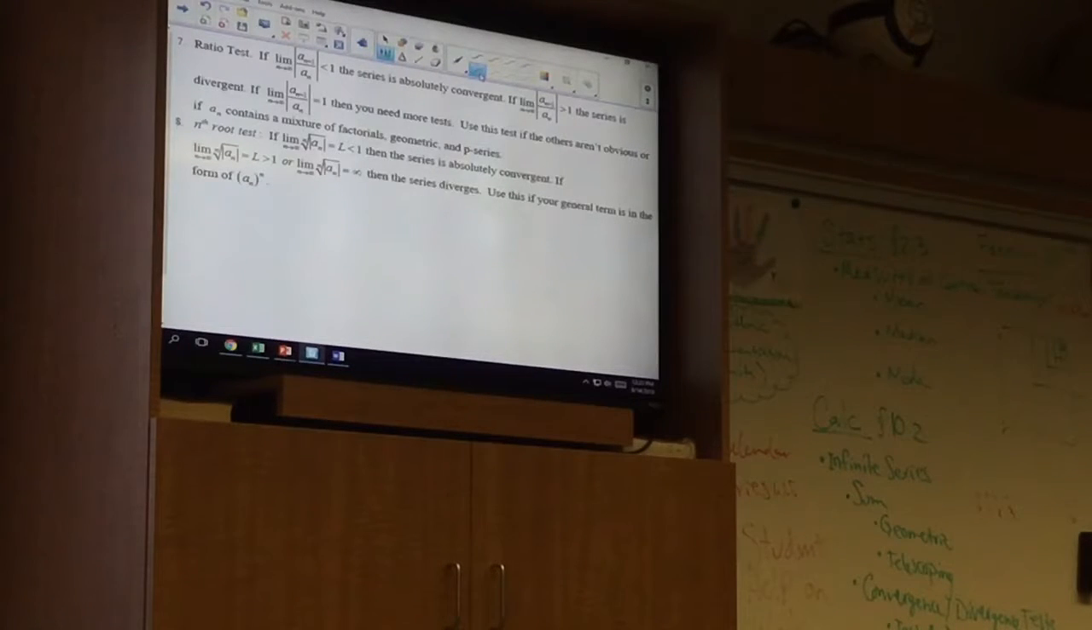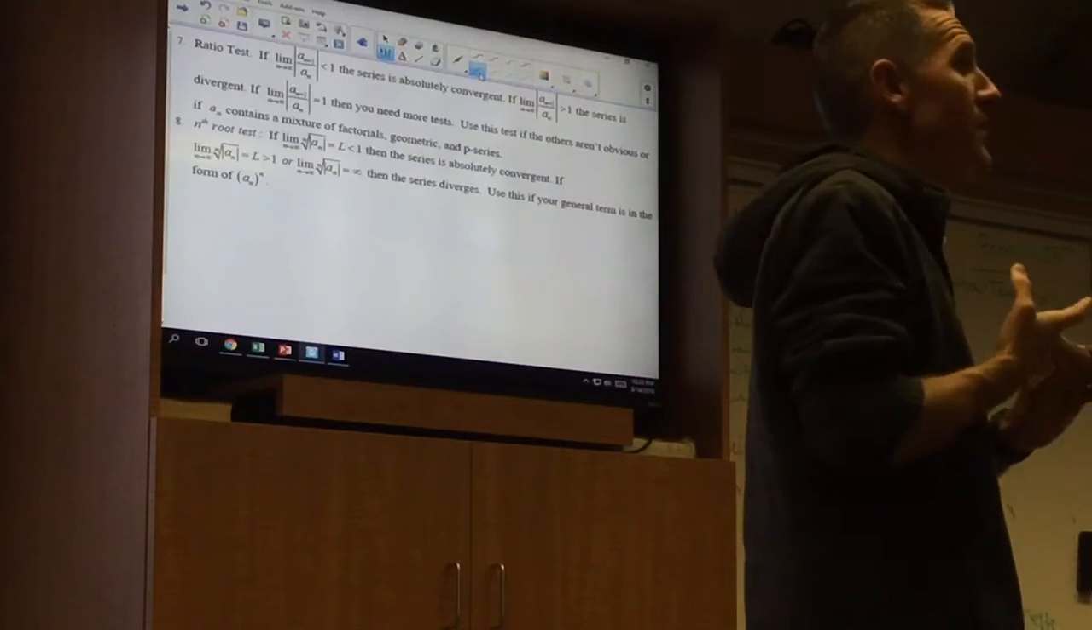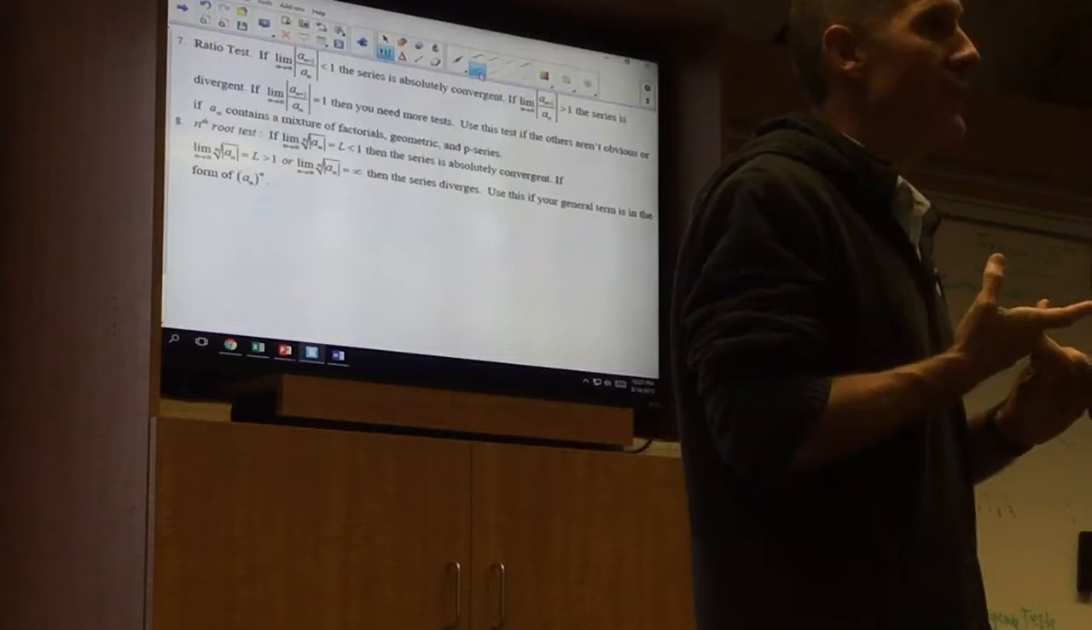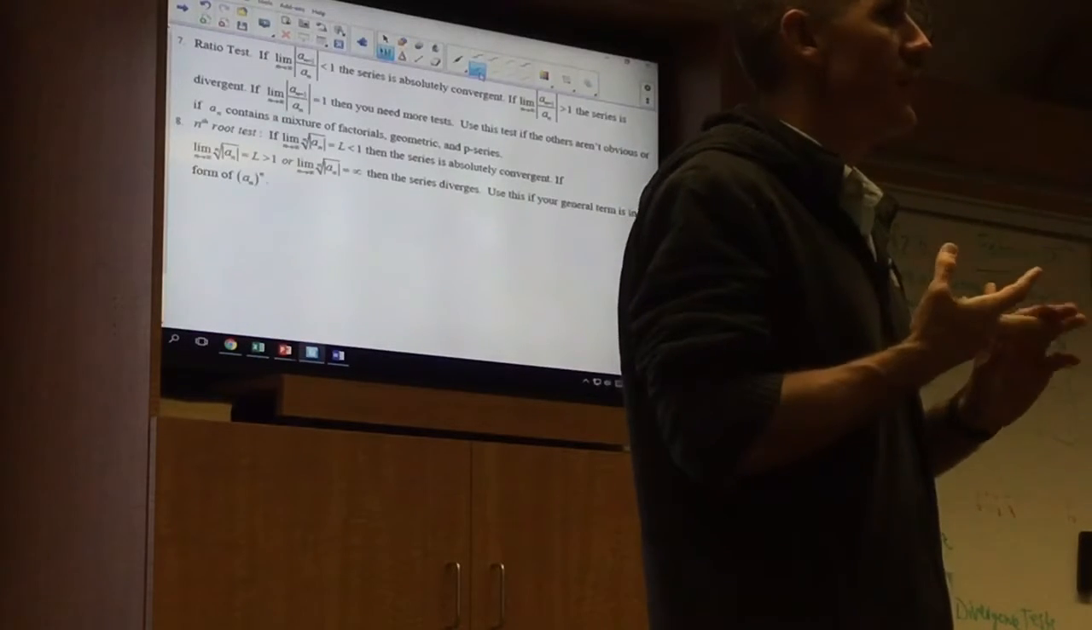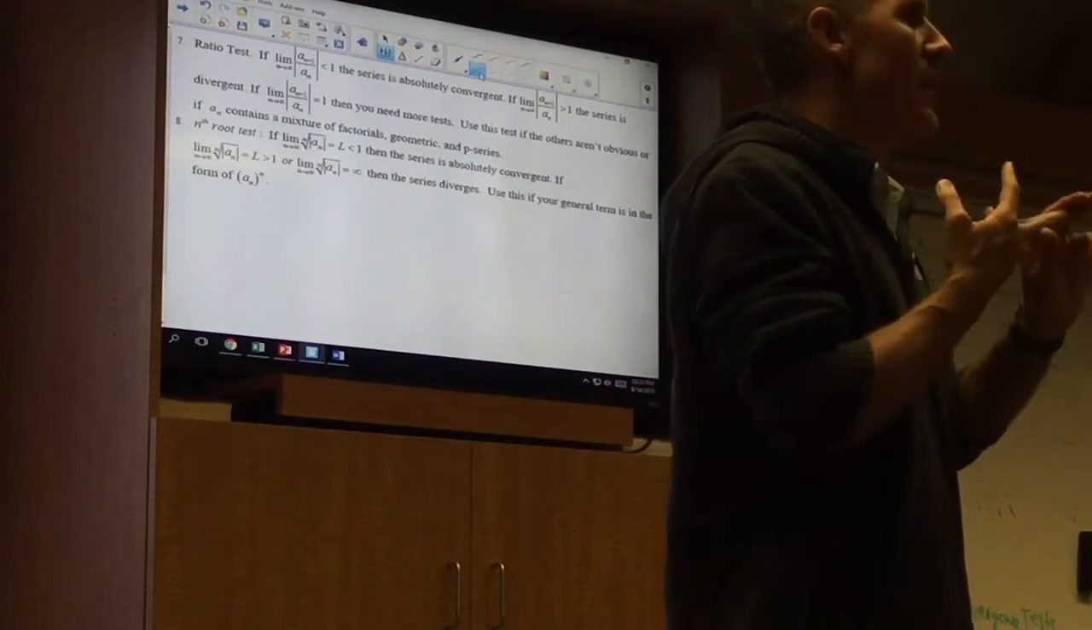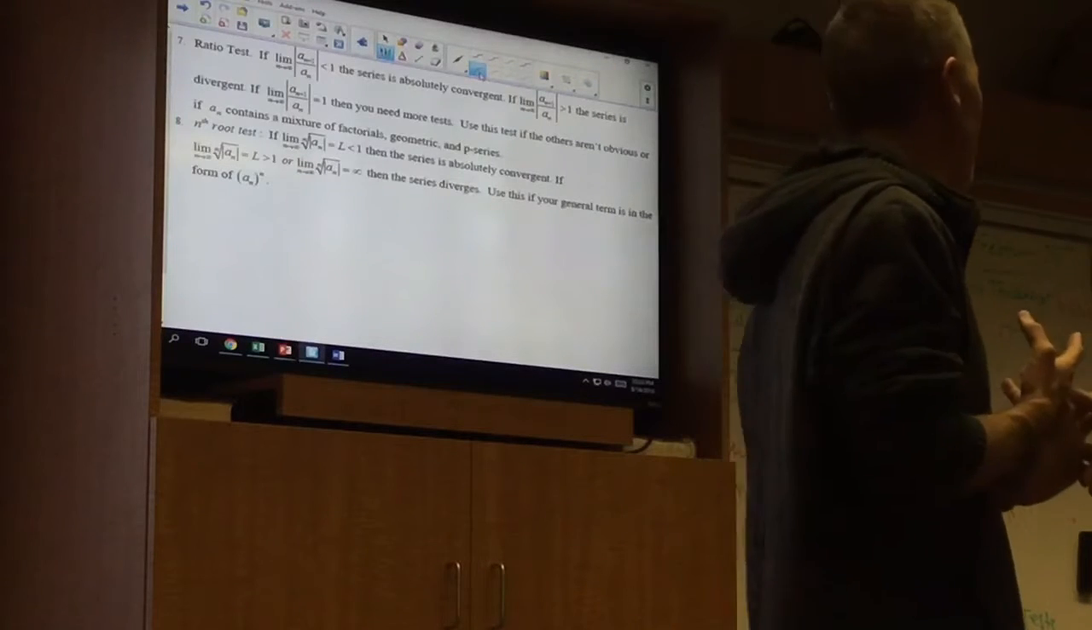So, when do you use this test? When you have a combination of different things. There's some that are like P series, some exponential or geometric series, and especially if you see factorials, which we have not seen a lot of factorials yet, but if you see factorials, then this is when you use this test.